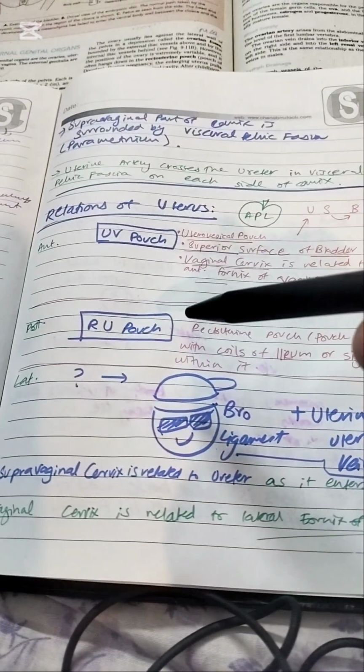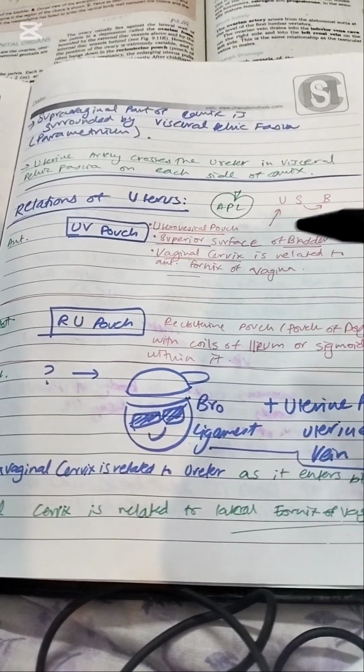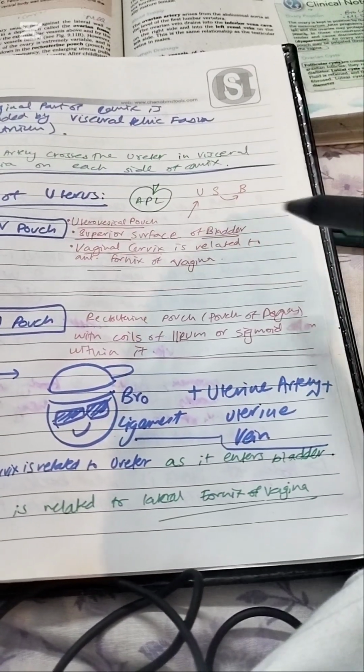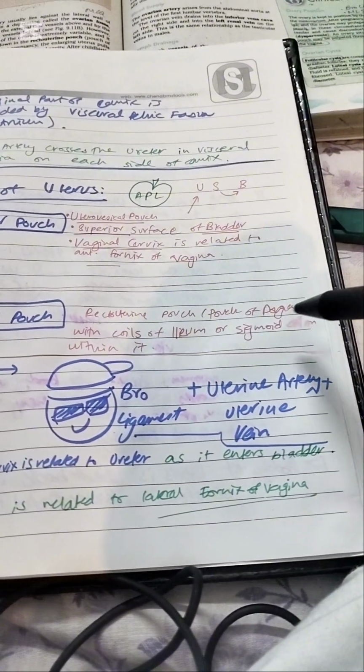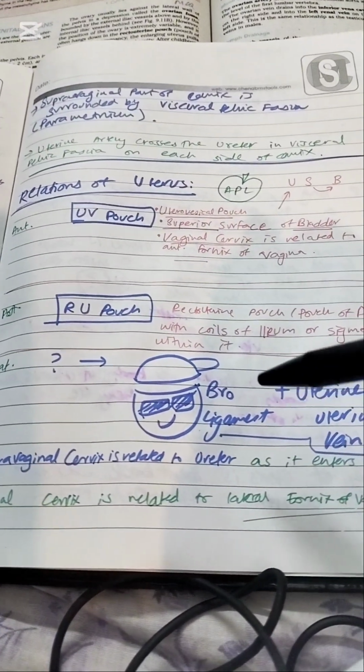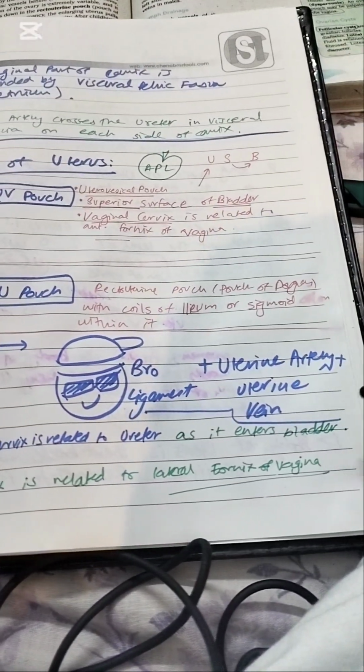Okay. And posteriorly, we're going to have the RU pouch, or rectouterine pouch. The rectouterine pouch, or the pouch of Douglas, has coils of ileum or sigmoid colon within it. Let's talk about laterally. What happens laterally? The broad ligament is present, and the uterine artery and uterine veins are present.